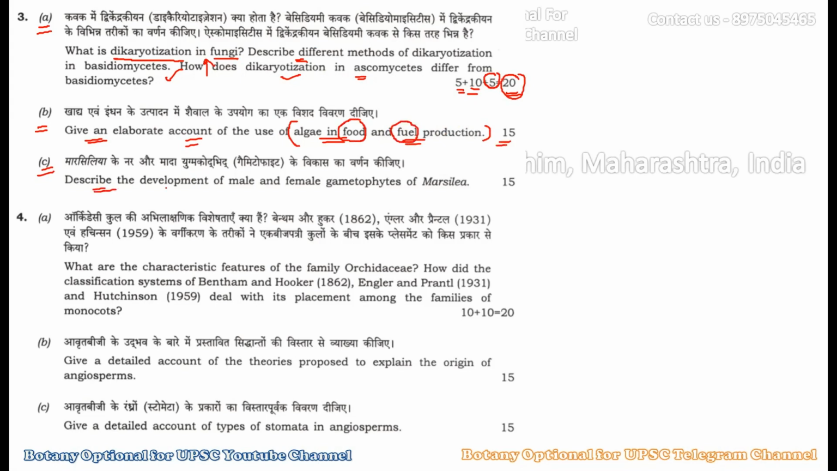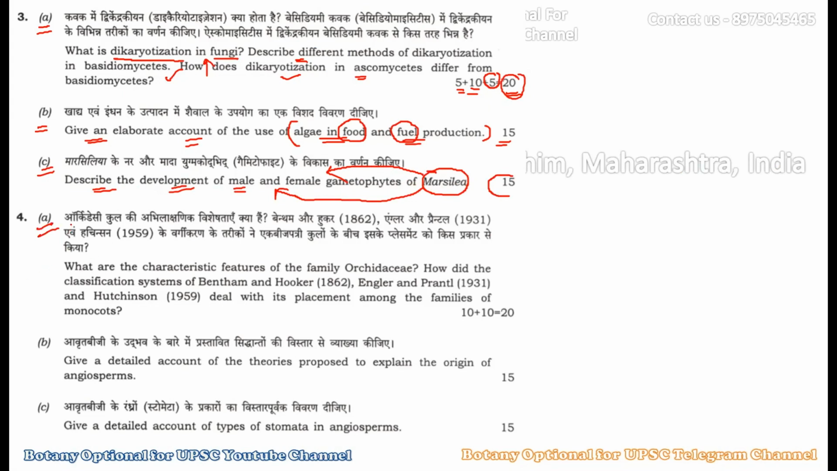Now, finally, you have to describe the development of the male and the female gametophyte in Marsilea. Marsilea plant shows different types of male and female gametophytes. You have to give their development, right? And for giving that development, you will get 15 marks, right?